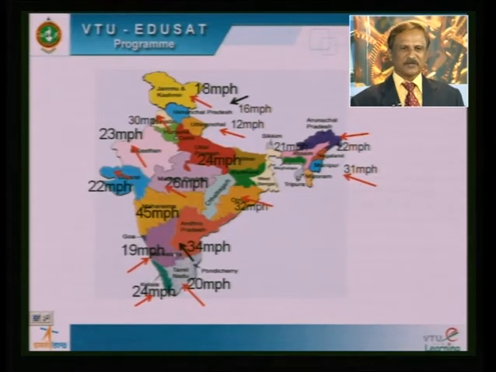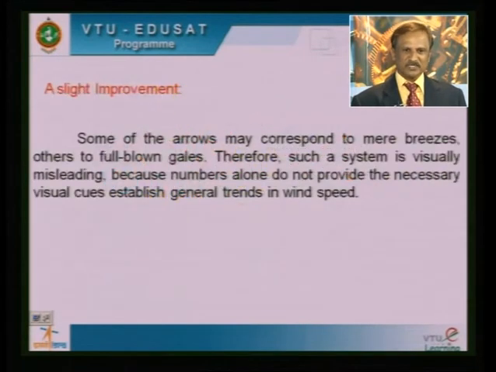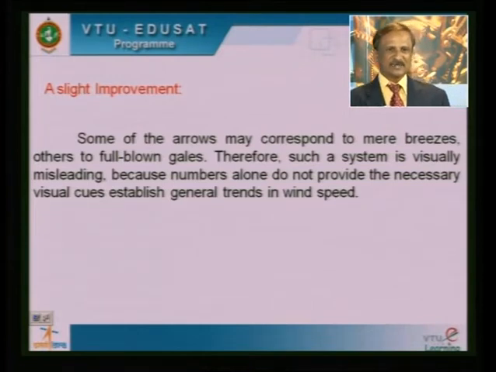So can you tell me, from this map, is it possible to find out the general trend of the country, meaning wind speed as well as direction? Again, it is not possible to calculate wind speed and direction, the general trend of the country. Why? Once again, we have to observe all the data and arrows. So it is not possible to calculate a general trend.